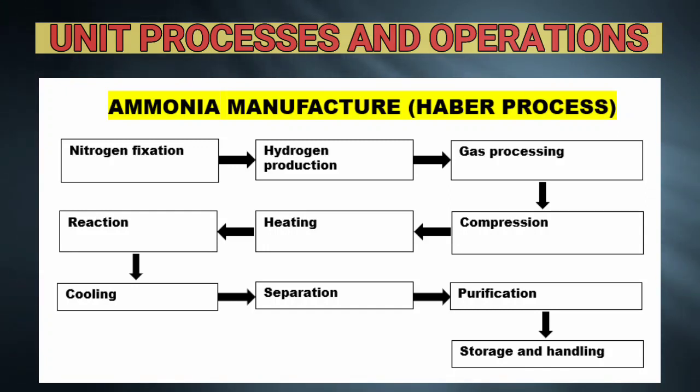And then we now have the reaction, of course, which takes place in the reactor, which has to do with passing the gas mixture over a catalyst, usually iron-based, to form ammonia. This is followed by cooling. Cooling is done by lowering the temperature of the gas mixture to condense the ammonia to liquefy it. And then the process is followed by separation, which has to do with separating the ammonia from the unreacted gases.